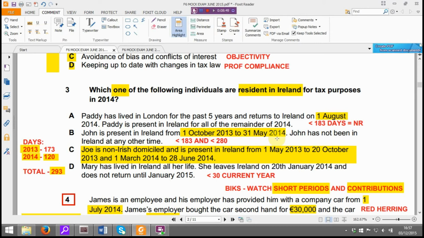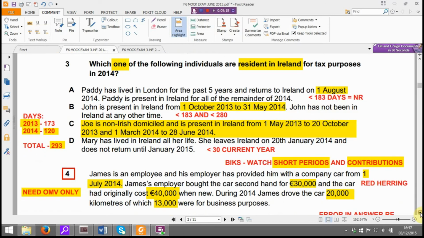In addition to that, in relation to rule 2, the look back rule, which you'll recall is more than 280 days across 2 tax years, and indeed more than 30 in the current year. So on that basis, he certainly doesn't comply with rule 2 either, because he certainly does not have more than 280 across the 2 years, 2013 and 2014. So he's definitely not resident either. Now I'll just go down to D, because clearly C is the answer.